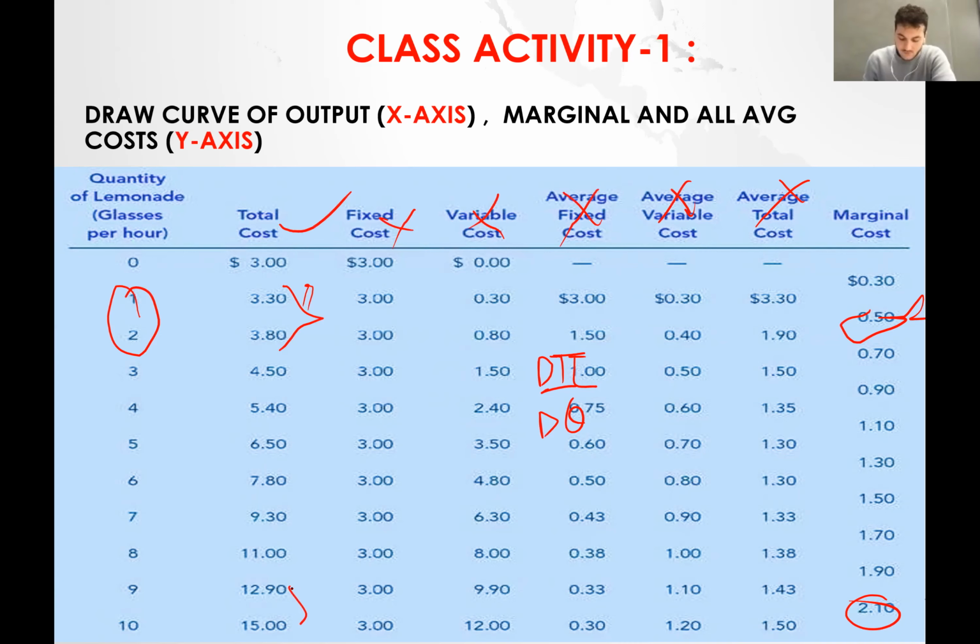Where is this 2.1 coming from? 15 minus 12.9 divided by 10 minus 9, right? So it is the change in total cost divided by the change in quantity, right?